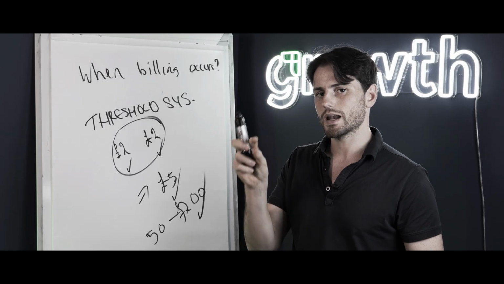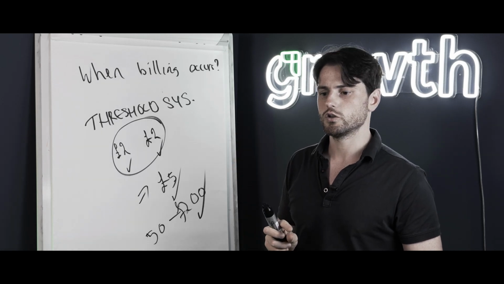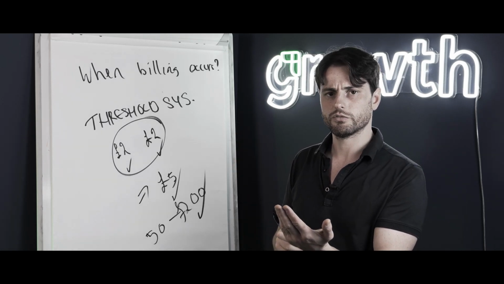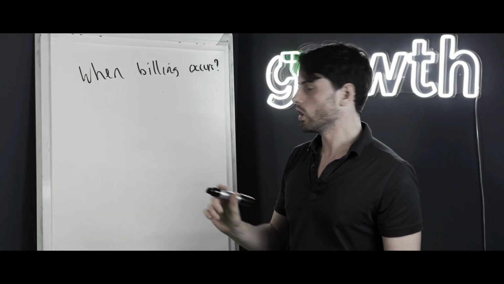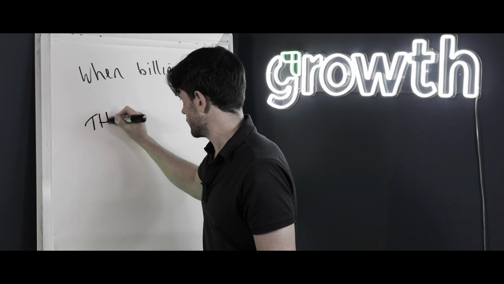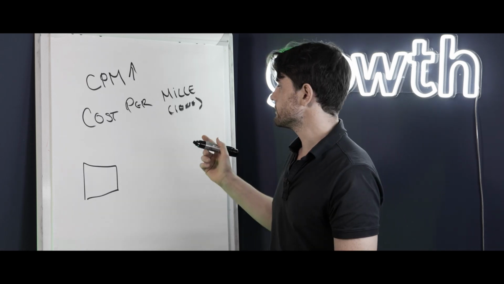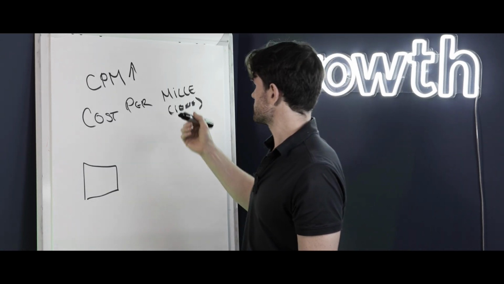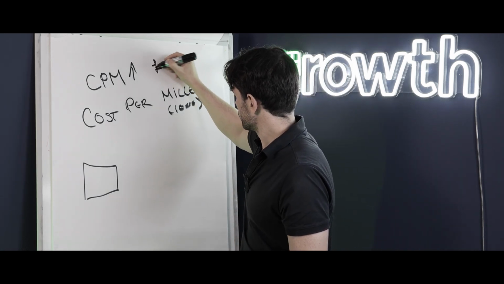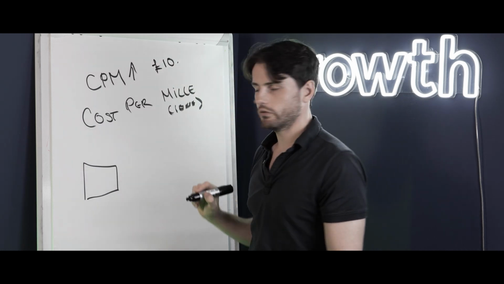But initially you will get lots of little bills through your account and you'll be like, why am I seeing lots of little bills from Facebook on my bank account? Facebook works on a threshold system. Now, for you guys in the home improvement industry, we know for a fact that we want your cost per milli to be around roughly £10, okay?